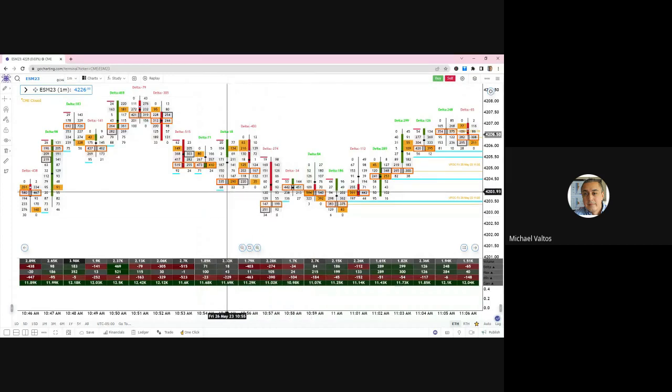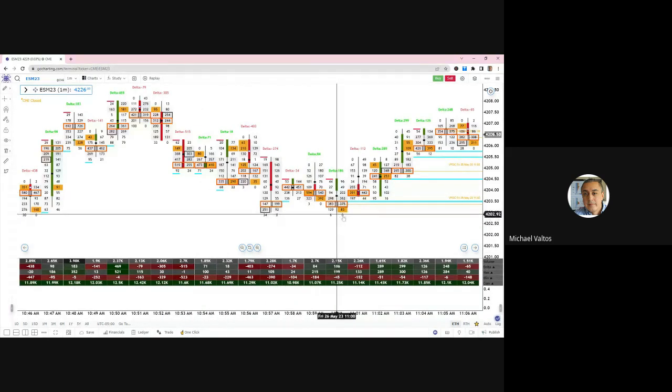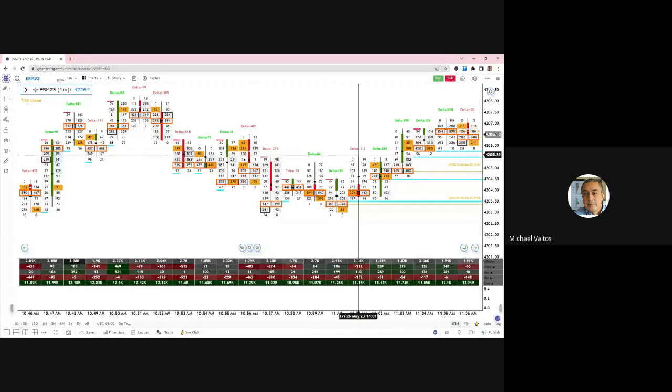You have what's called an unfinished auction, right? Because normally at the bottom of a bar, you should have 0 on a green candle, right? You should have 0 on the offer side, and at the top of a red candle, you should have 0 up here. So if you have volume on both sides, that's what they consider an unfinished auction.